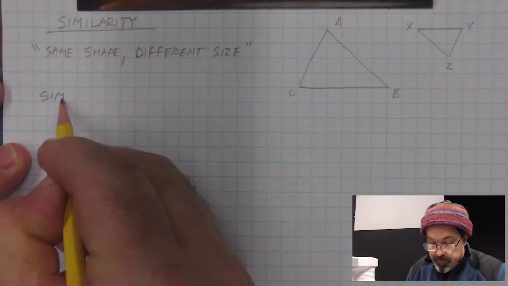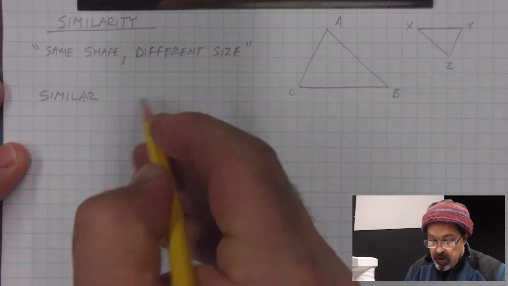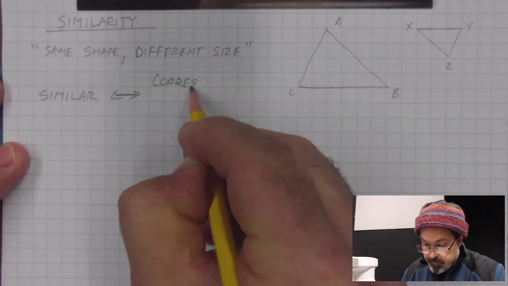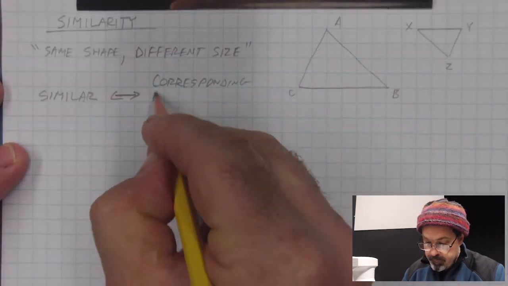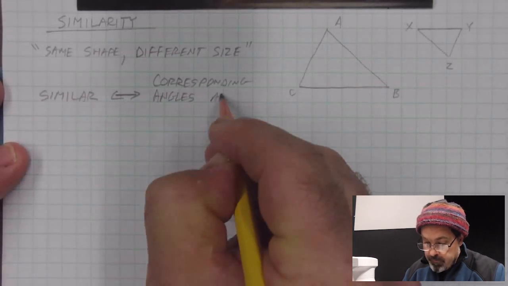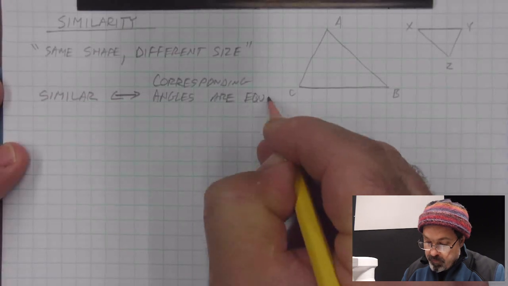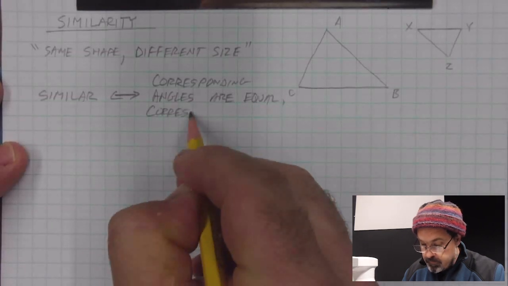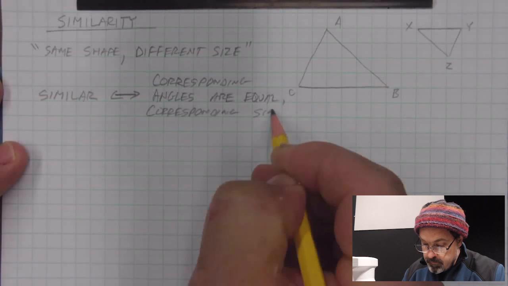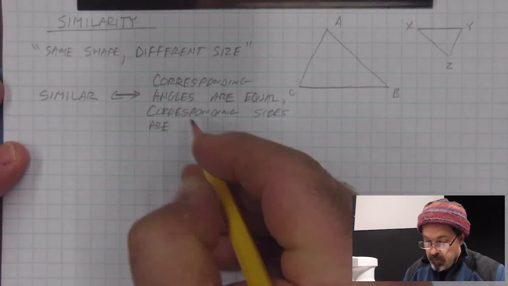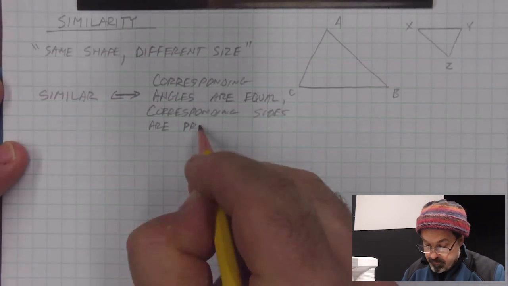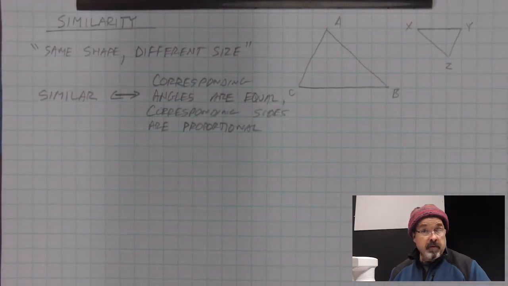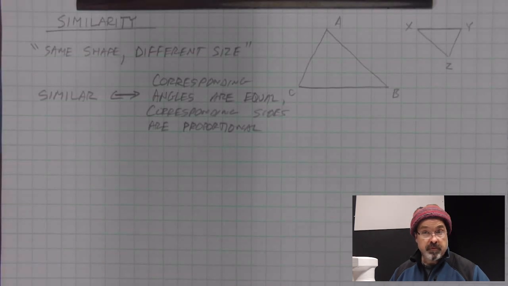What similarity means, if two shapes are similar, then more precisely means that corresponding angles are equal and corresponding sides are proportional. Proportional, not equal. So similarity says something about a relationship between two shapes and their sides and angles.